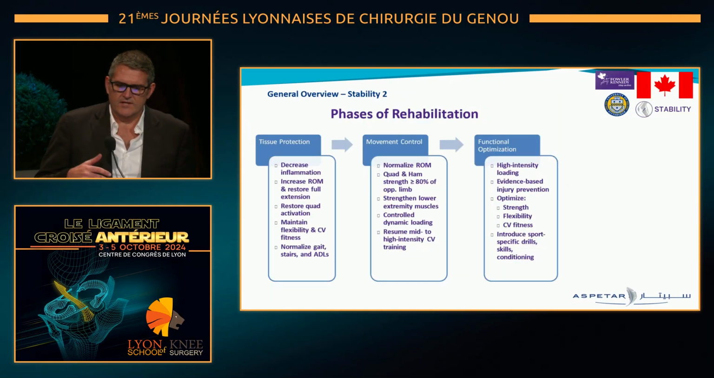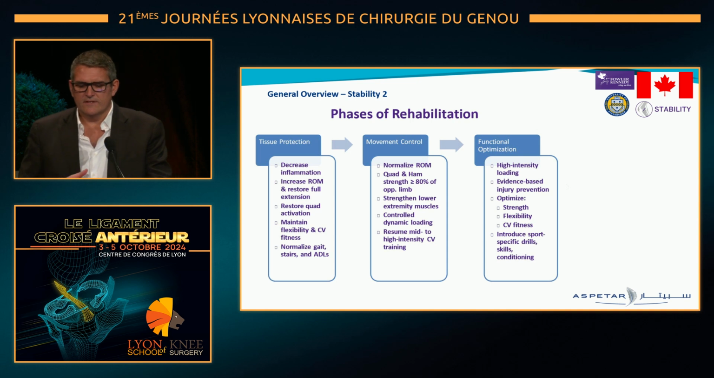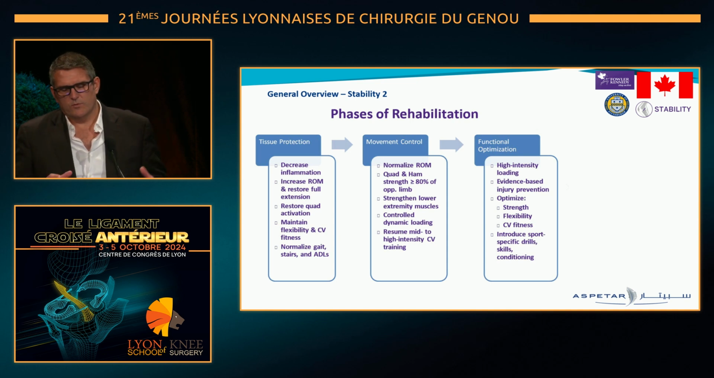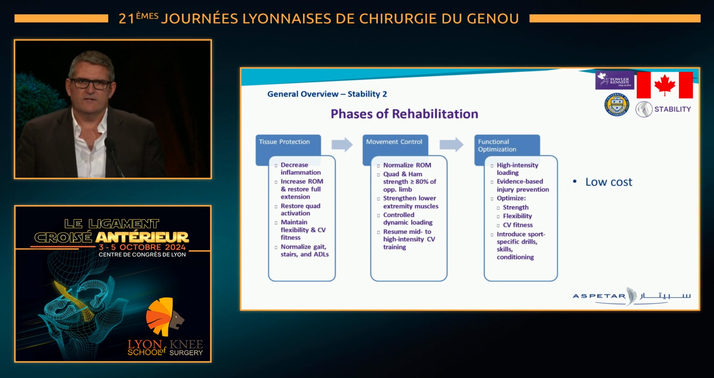So the first is a general overview of what we use for Stability 2, and this was designed from an amalgamation between Fowler-Kennedy's protocol in London, Ontario, as well as University of Pittsburgh. And it's really three phases: tissue protection, movement control, and then functional optimization. And whilst I totally agree with Andy that we don't want to be focusing on a time-based rehab, we do want to think about, athletes, patients, they do want to have an idea of the time constraints in and around those programs. This is a pragmatic, low-cost, resource-light program, and it can be implemented anywhere.